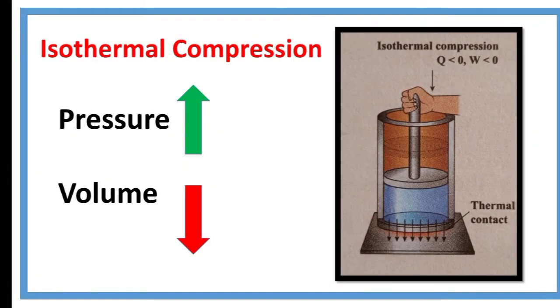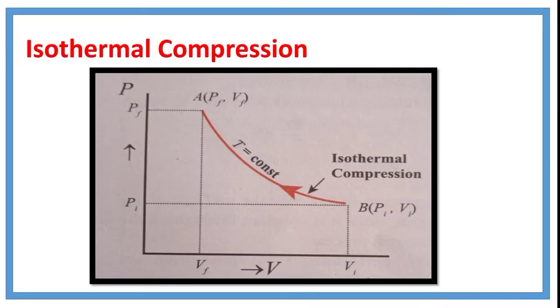In isothermal compression, the pressure increases and the volume decreases at a constant temperature. Consider the same piston. Now the piston is pushed downward. The pressure increases with a decrease in volume at a constant temperature. This graph clearly shows that the pressure increases with a decrease in volume at a constant temperature.